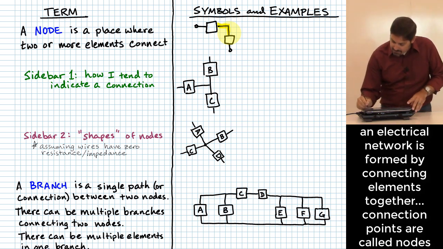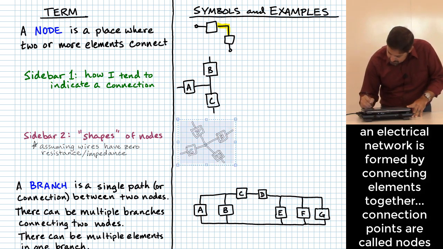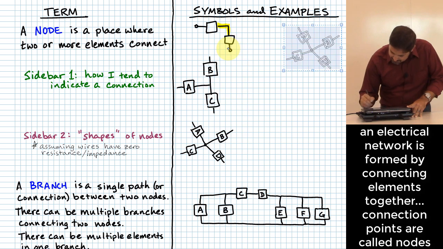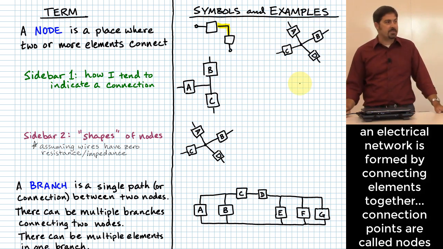Now, we can have more than that, too. Like I could, matter of fact, let me just copy and paste this right here. You know, I can show this as another example of a node where several circuit elements come in and actually all connect there at that location.